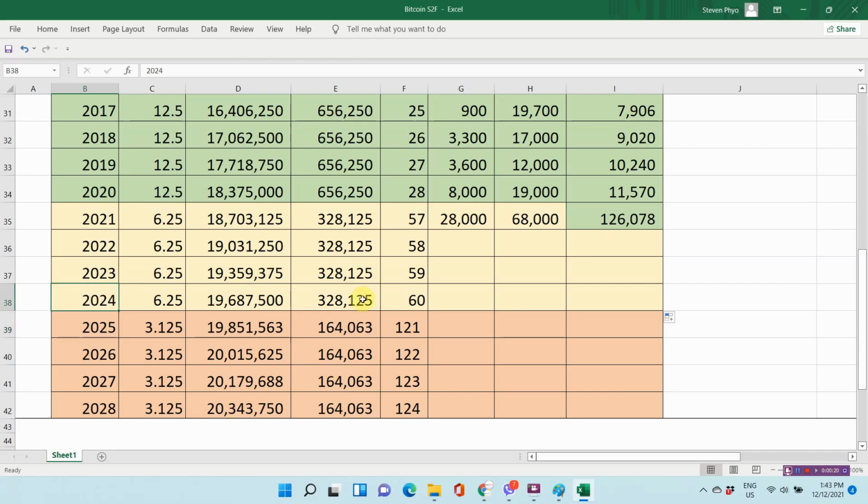In 2024, the S2F value is 60 and the projected formula price is 149k. After the Bitcoin halving occurs in 2024, in 2025, the yearly flow will be as low as 164k. If we divide the S2F total stock of 19.8 million by 164k, the S2F value is 121. The S2F value jumps double compared with 2024. So the projected formula price will become 1.5 million.